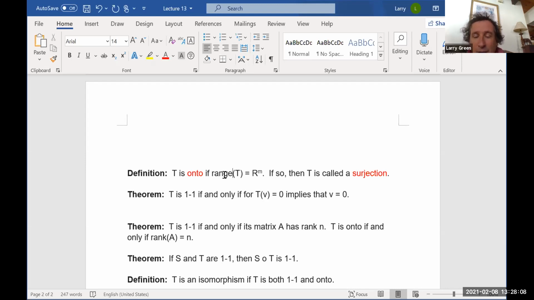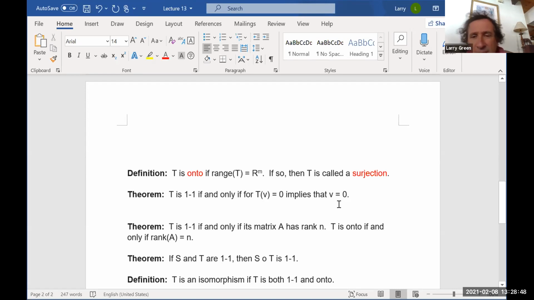So remember, 1-to-1 transformations are injections, and onto transformations are surjections. Any questions on this definition? Okay, if there's no question, let's get to a theorem that's a nice, important, useful theorem. And it says the following: T is 1-to-1 if and only if T of V equals 0 implies that V equals 0.